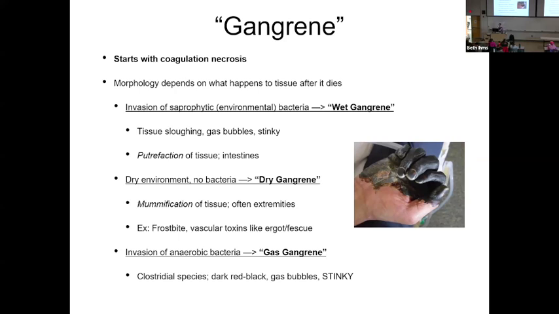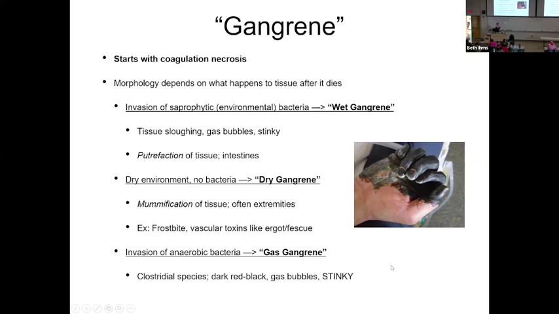If you're somewhere dry, if you're in the desert or you have frostbite or you've eaten ergot and you're constricting your blood vessels and you're getting ischemia of all your digits, you're in a dry environment without bacteria, you get dry gangrene. It's like a mummification versus the liquefaction. So that's like frostbite. Wet gangrene we see a lot in intestine because you can't get away from bacteria. So a necrotic intestine will very quickly become gangrenous because all the bacteria will just start eating it.